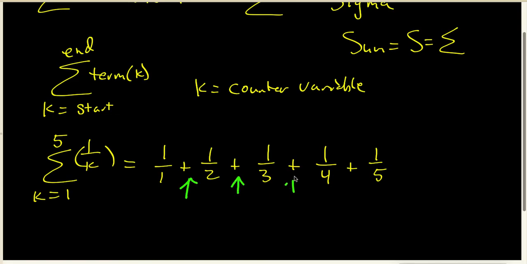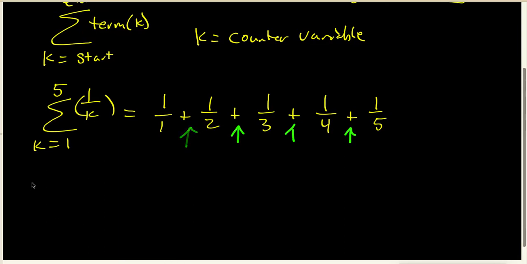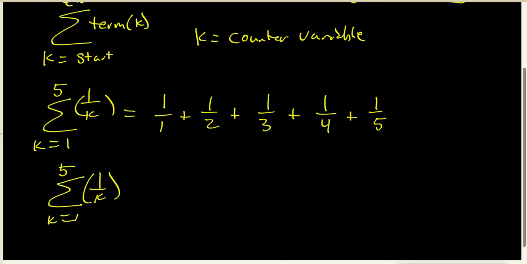So this notation here is usually read as the sum, that's the sigma, as k goes from 1 to 5 of 1 over k, and it winds up translating into this sum: k is equal to 1, k is equal to 2, k is equal to 3, k is equal to 4, k is equal to 5.